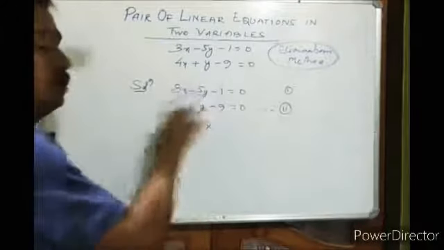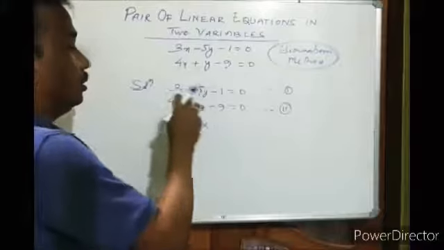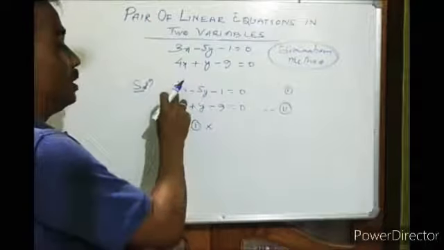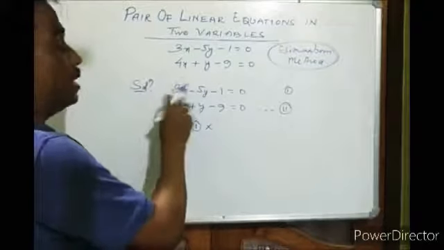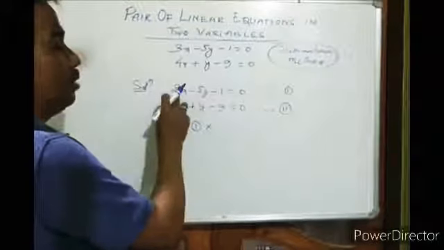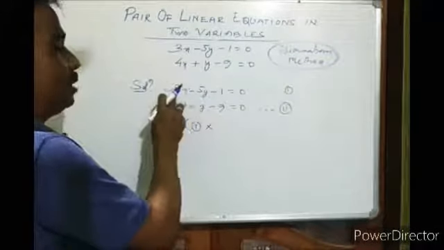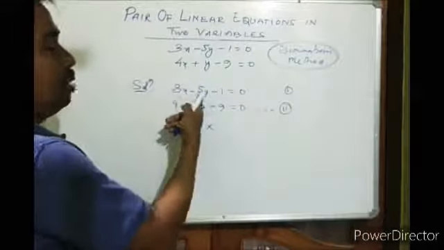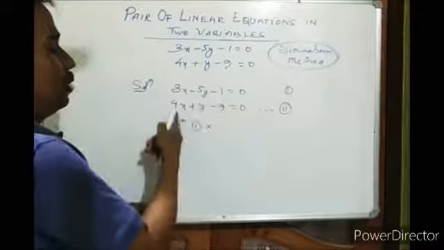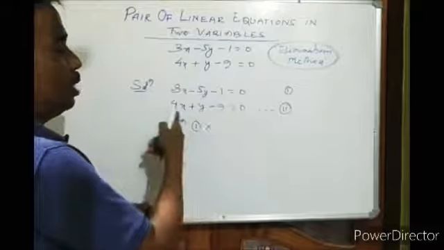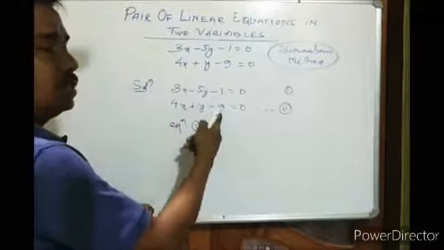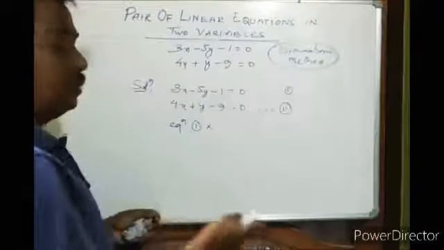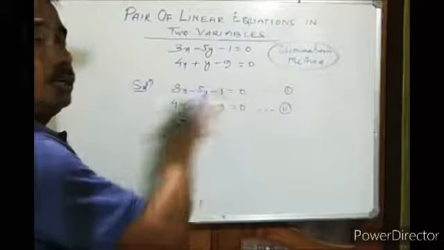Before going to this method, you first have to see whether these are in the general form, that is a1x plus b1y plus c1. Here a1 is 3, b1 is minus 5, and c1 is minus 1. So a1x plus b1y plus c1 equal to 0, and a2x plus b2y plus c2 equal to 0, where a2 is 4, b2 is 1, and c2 is minus 9. You have to bring this form first. If it is not given, then you have to rearrange the terms.